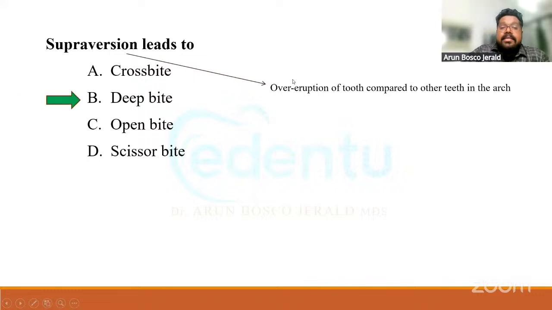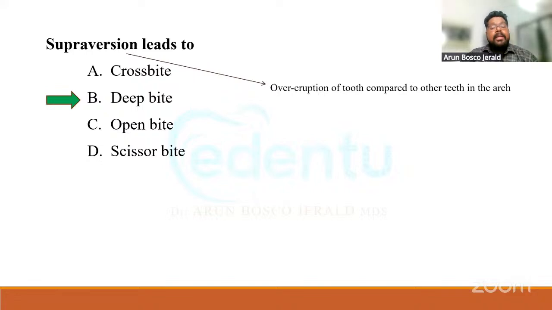So the answer is deep bite. Why deep bite? In cross bite, if there is anterior cross bite, there is a reverse overjet. In posterior cross bite also, there is a reverse overjet. So there is no supraversion. Linguoversion or buccoversion can be a reason, but never supraversion.